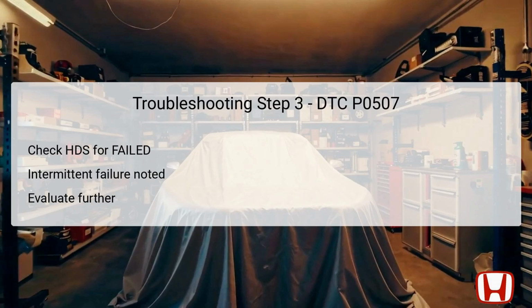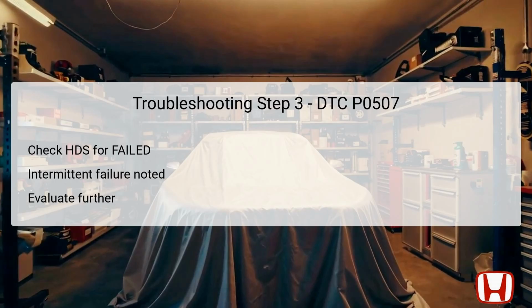In the third step of troubleshooting, check the result from the HDS regarding DTC P0507. If the HDS indicates a failed status, further investigation is necessary. Conversely, if the HDS reports past or indicates an intermittent failure, this suggests that the system may be functioning correctly at the moment of testing. Continuous monitoring may be needed to ascertain the root cause if the failure is intermittent. Various conditions, such as electrical load or gear position, can affect the results. Thus, it may necessitate additional checks under different loads.